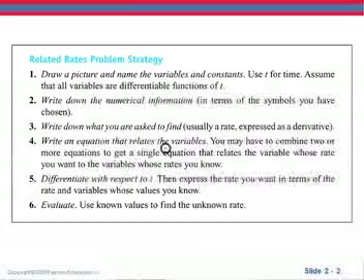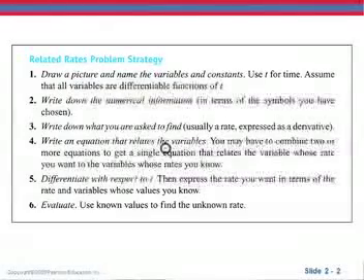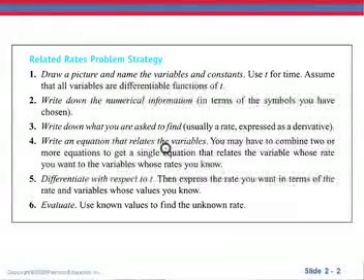You may have to combine more than one equation together to get a single equation that relates the variables whose rate you want to the variables whose rate you know. Occasionally you'll have an equation for which you may not know all of the rates, and you may have to combine it with another equation to get a single equation for which you know all the rates except for the one you're looking for. Next, differentiate with respect to time, and you want to express the rate in terms of the rate and the variables whose values you know. And evaluate. That means use known values to find the unknown rate.